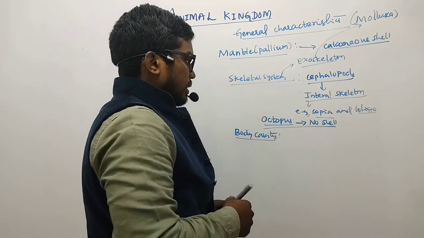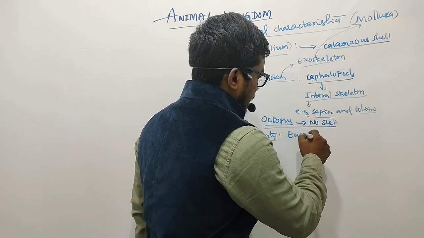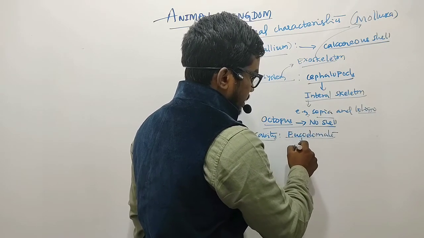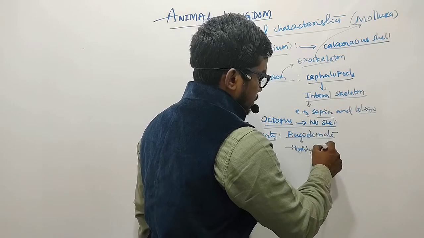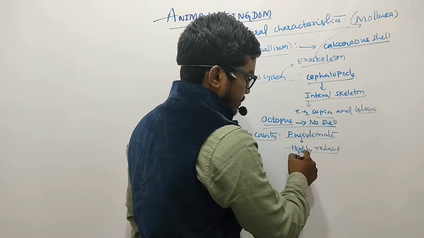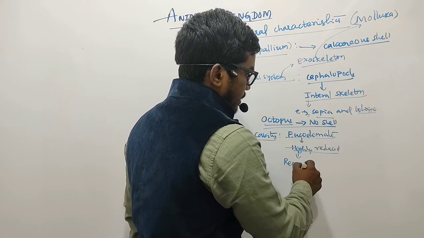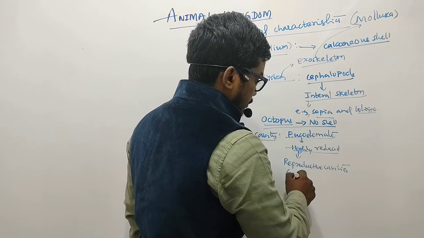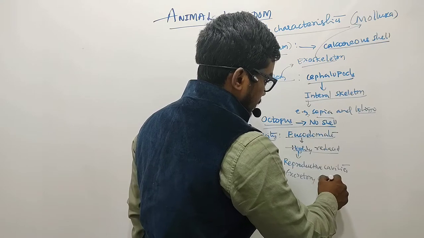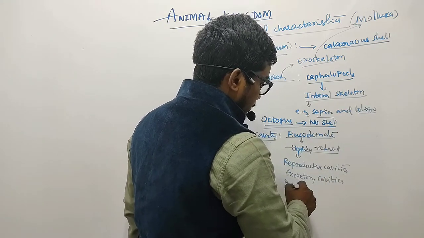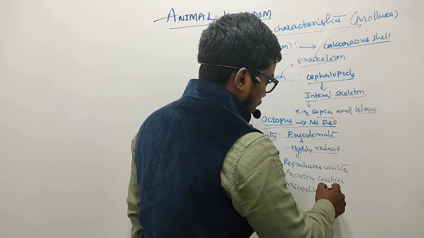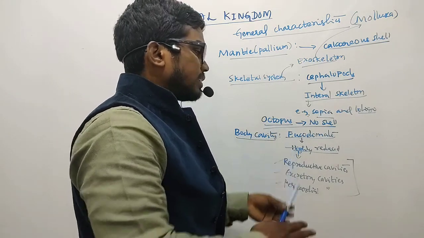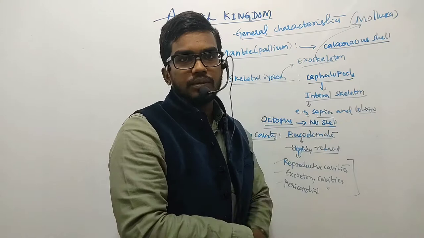Already I have told you, they are eucoelomate animals. They have the true body cavity, but their body cavity is highly reduced. Why is it so? Because you can find many reproductive cavities, and you can also find excretory cavities, along with pericardial cavities. Because of the presence of these cavities, their body cavity is highly reduced or highly diminished.